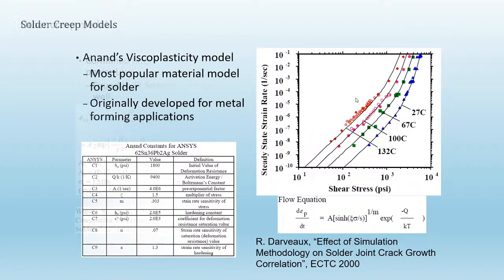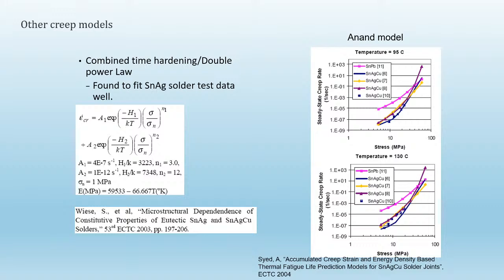There are other creep models available. For example, you find data on a time hardening double power law, and there's another set of coefficients to plug into. So we have Young's modulus as a function of temperature. We have some coefficients for the strain creep rate. So you're not limited to just that one model.